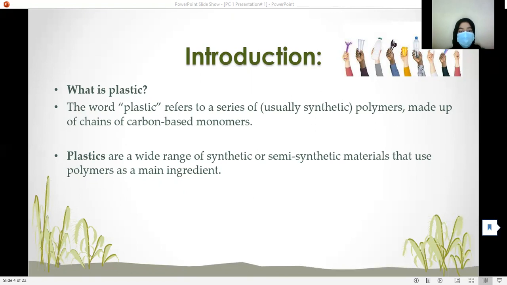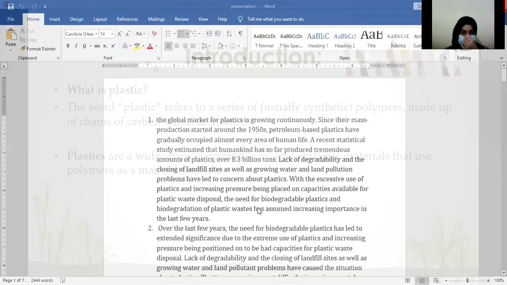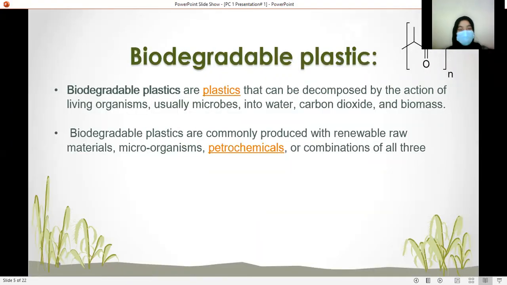With the excessive use of plastics and increasing pressure being placed on capacities available for plastic waste disposal, the need for biodegradable plastics and the biodegradation of plastic waste has assumed increasing importance in the last few years. If we talk about plastic, there are two types of plastic. First one is biodegradable plastics, which are decomposed by the action of living organisms, usually microbes, into water, carbon dioxide, and biomass. And the second one is petroleum-based plastic, which is produced from crude oil, natural gas, and petroleum, which can be said as synthetic plastic.